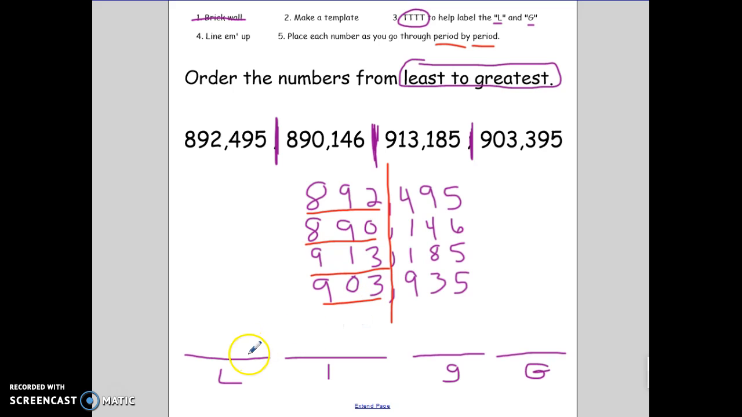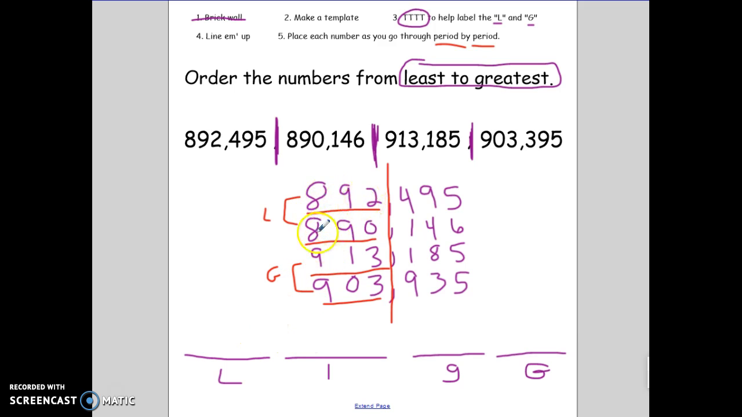I first want to look, can I see one that's either the least or the greatest? And when I look, I can see like the 800s are less than the 900s. So these are definitely going to be the 2 least. These are definitely going to be the 2 greatest. I'm just going to put an L and a G here. And so I know that these 2 are actually going to fit in these 2 slots.